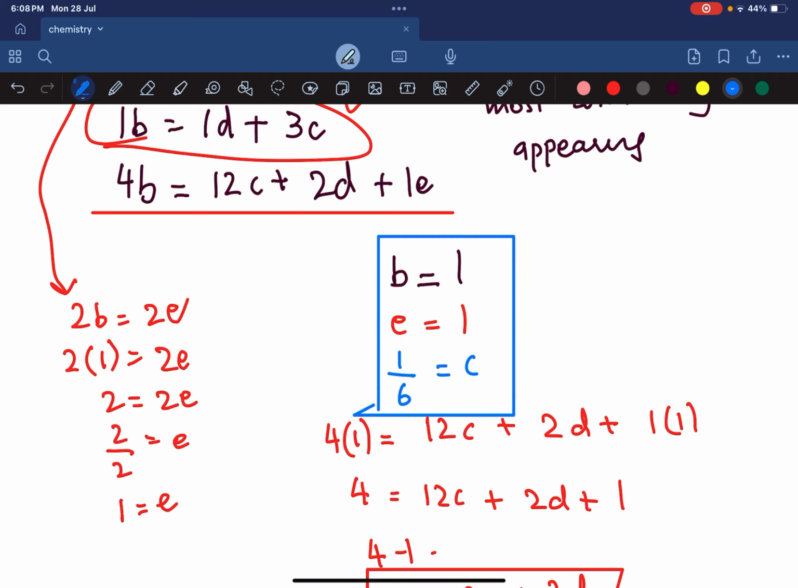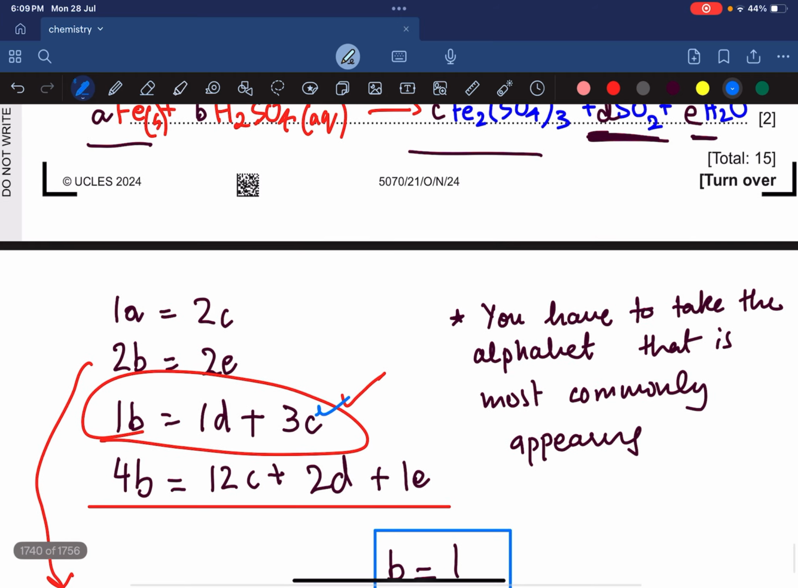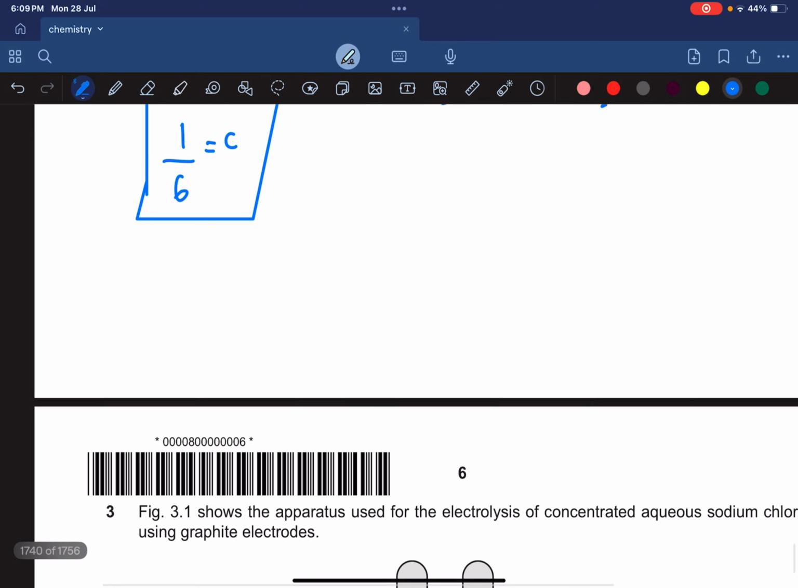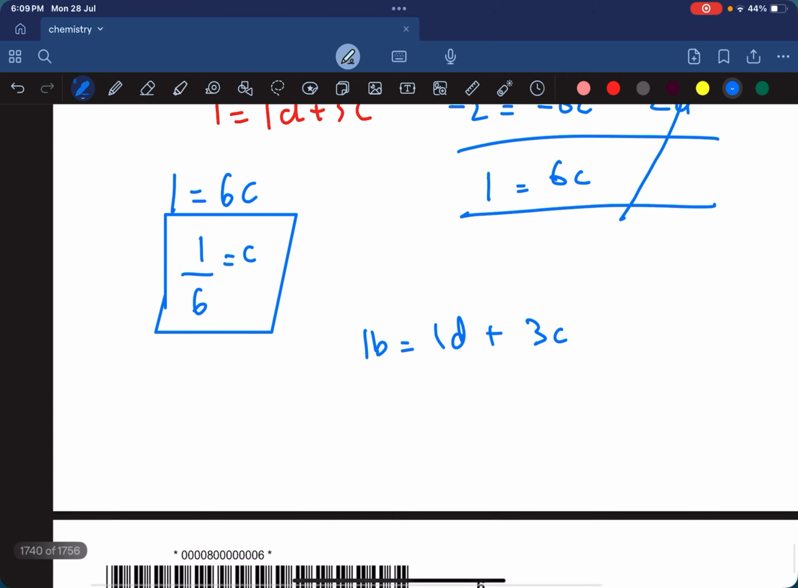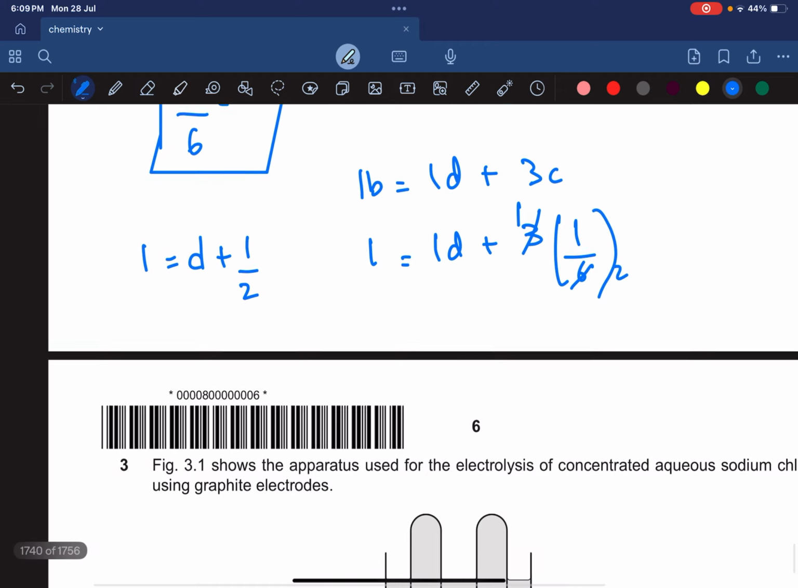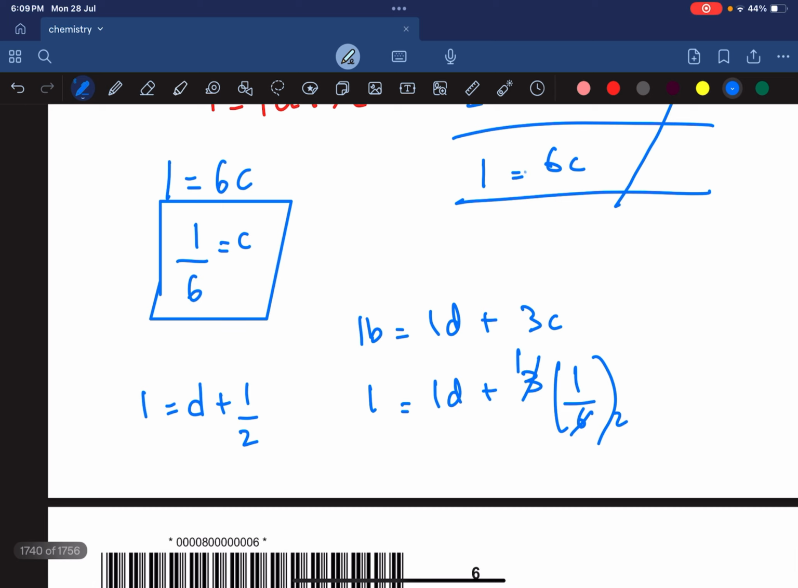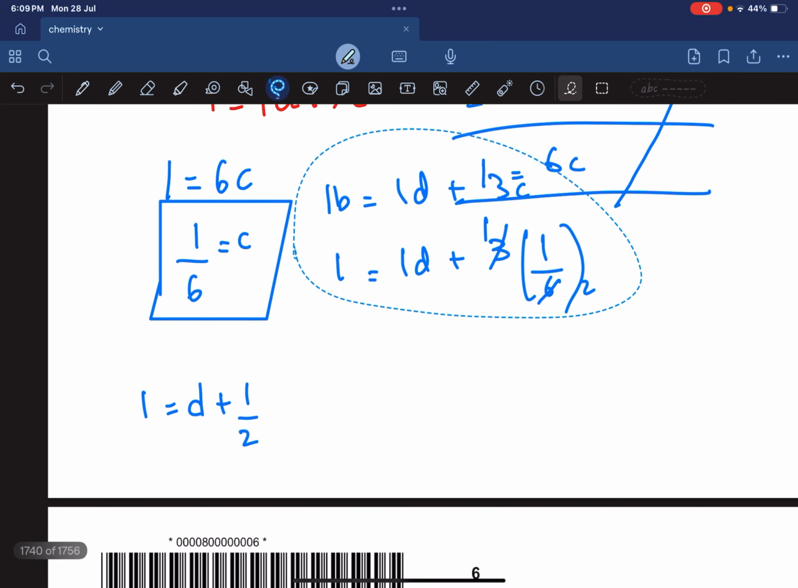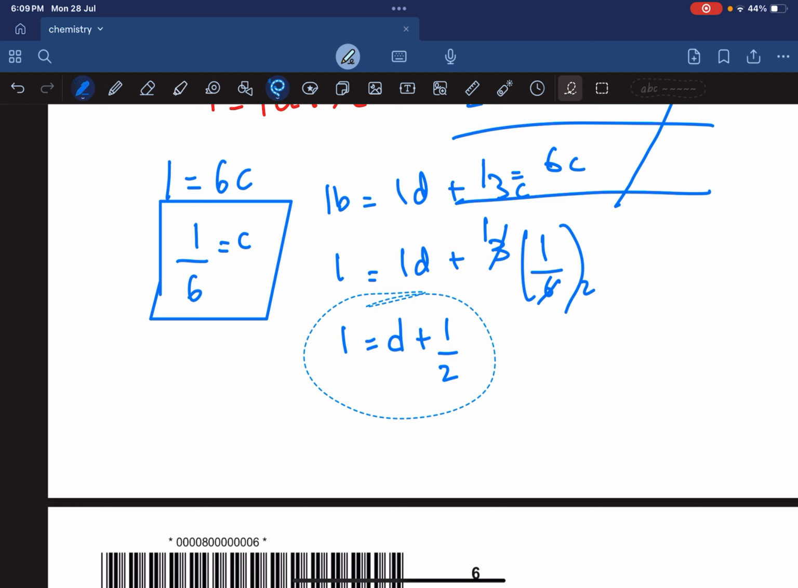We simply put our value for c in any of the two equations. 1b equals 1d plus 3c. Let's put it in. c was equal to 1 upon 6. So b, which is also 1, equals 1d plus 3 multiplied by 1 upon 6. 3 ones are 3, 3 twos are 6, so 1 equals d plus 1 upon 2. This 1 upon 2 we move underneath, and let's solve it.